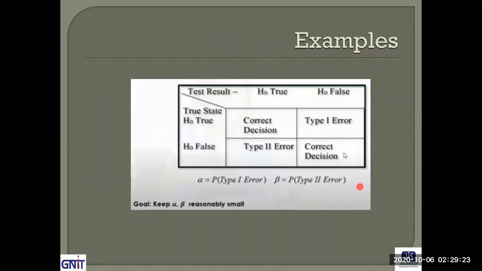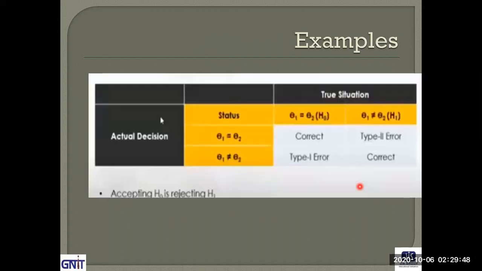So this alpha and beta, the probability of type 1 error and type 2 error respectively, the goal is to keep alpha and beta reasonably small. That means if the error is small, then the system is adequate or satisfactory. So moving to the next slide.